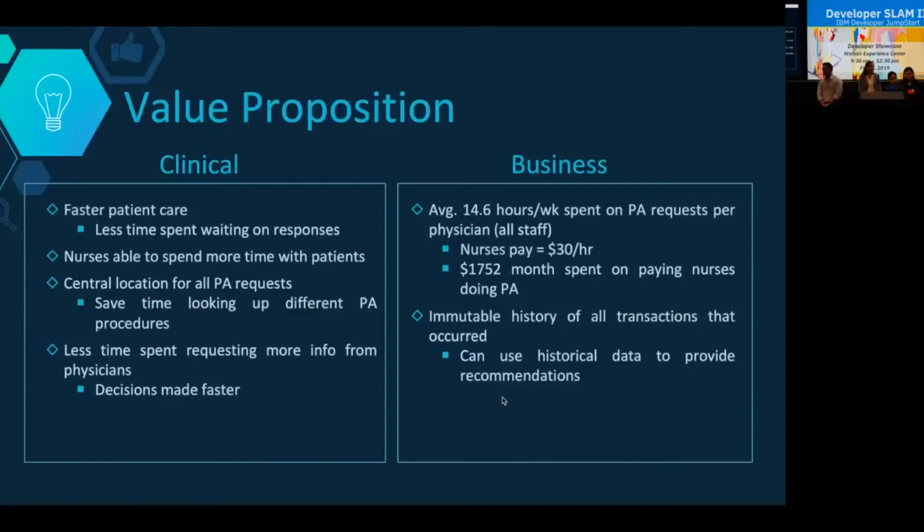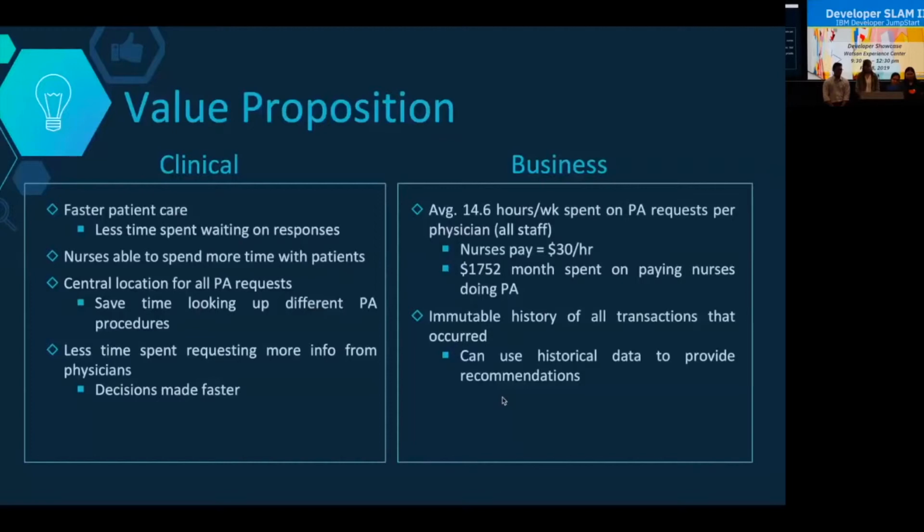And from the business side of things, it turns out from a survey created in 2017 that the average amount of time spent on prior authorization requests per physician, this is their entire staff, not just the physician, is about 14.6 hours per week. If you do the math with nurses making about $30 an hour, that's $1,752 a month per physician. Imagine a hospital with probably over 50 doctors. That could be a ton of money.